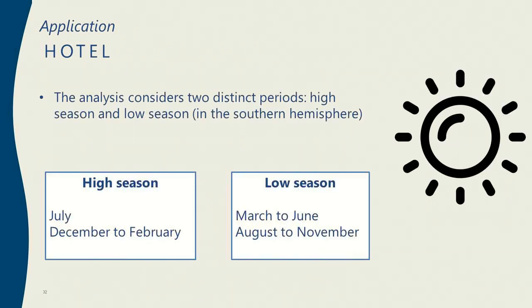Due to the business characteristics and the variation of its load during the seasons, the analysis considers two distinct periods, high season and low season, in the southern hemisphere. High season is defined by the months of July, December, January and February, and the low season by the remaining months.